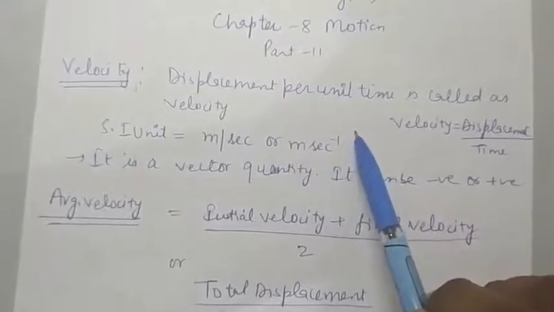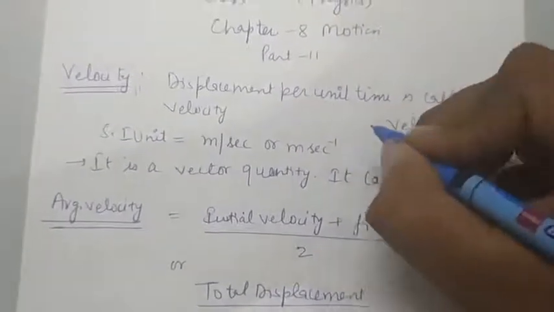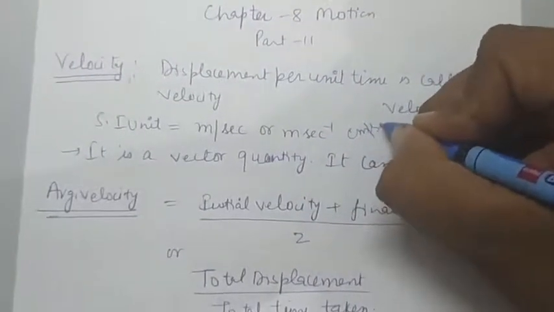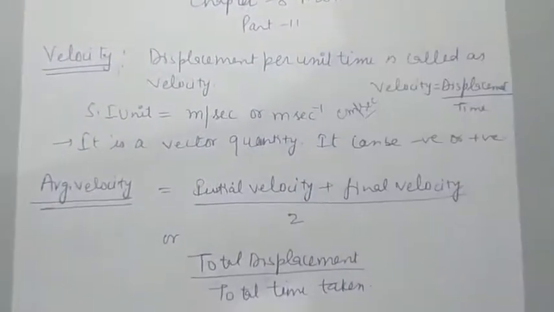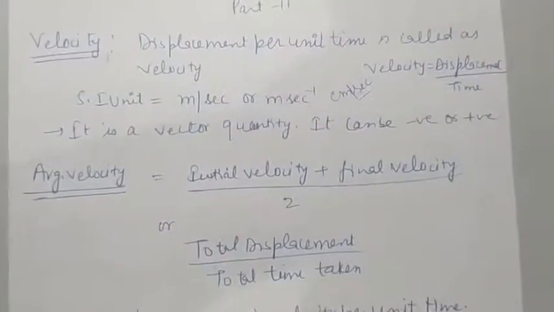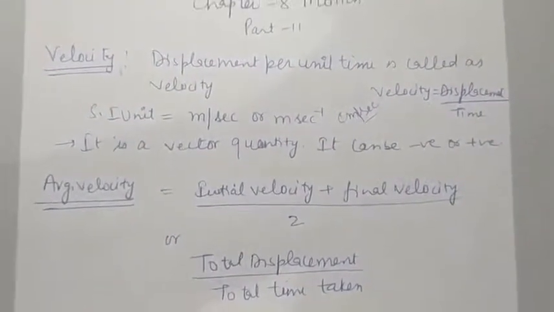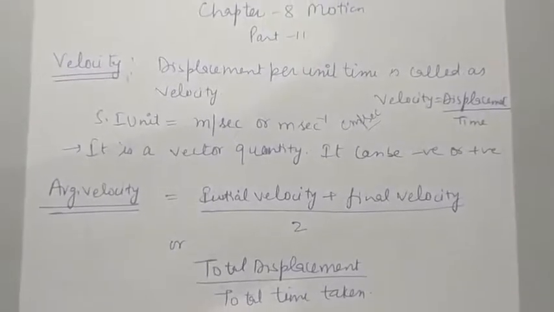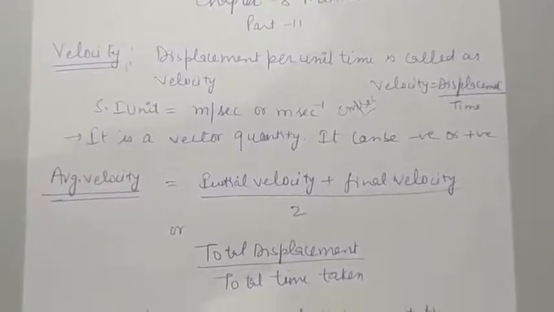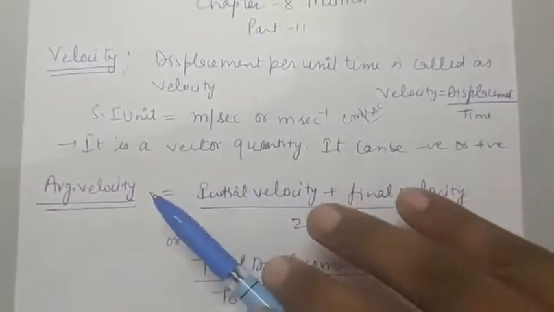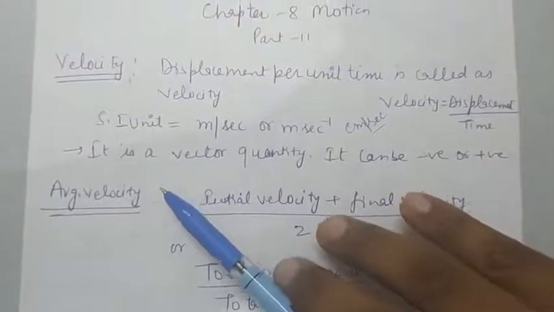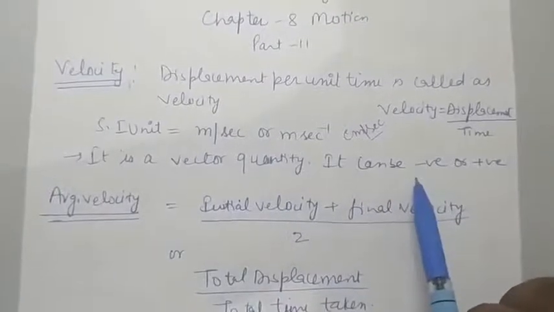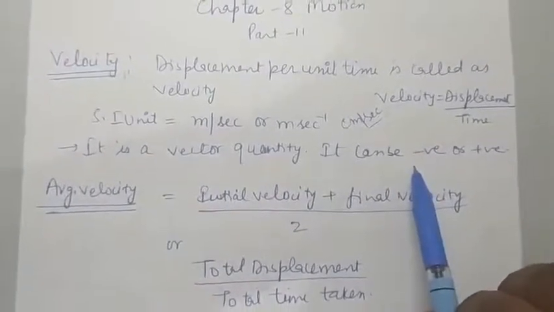And its CGS unit is centimeter per second. CGS unit means centimeter gram second. When the length is measured in centimeter, and the mass in gram, then it is the CGS unit. Velocity is a vector quantity and speed was the scalar quantity. Velocity can be positive as well as negative, but speed is always positive.